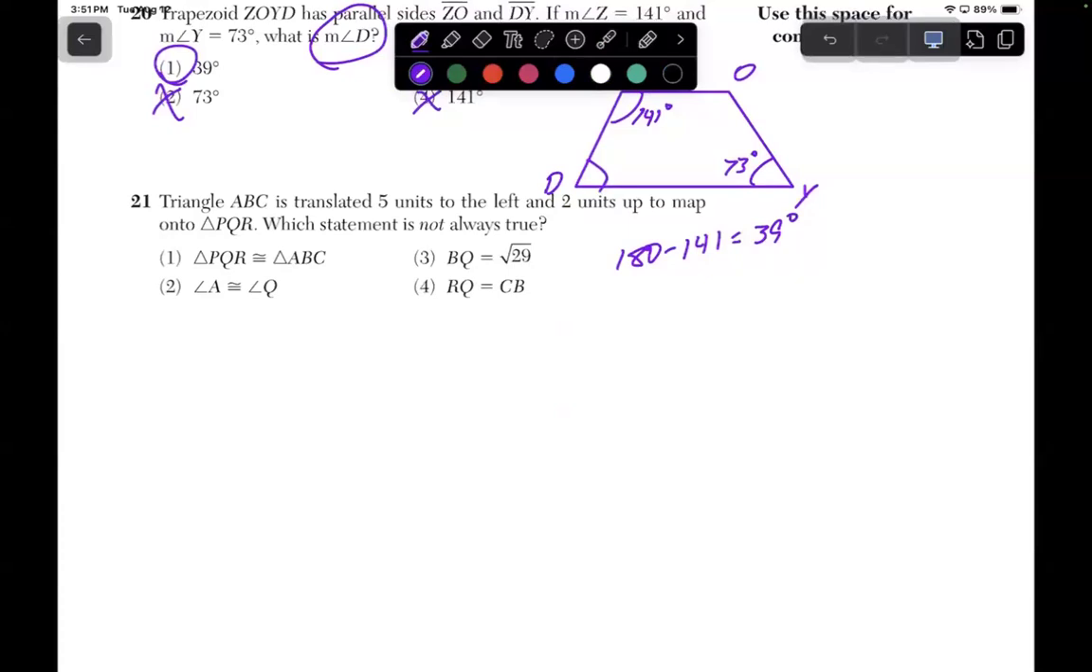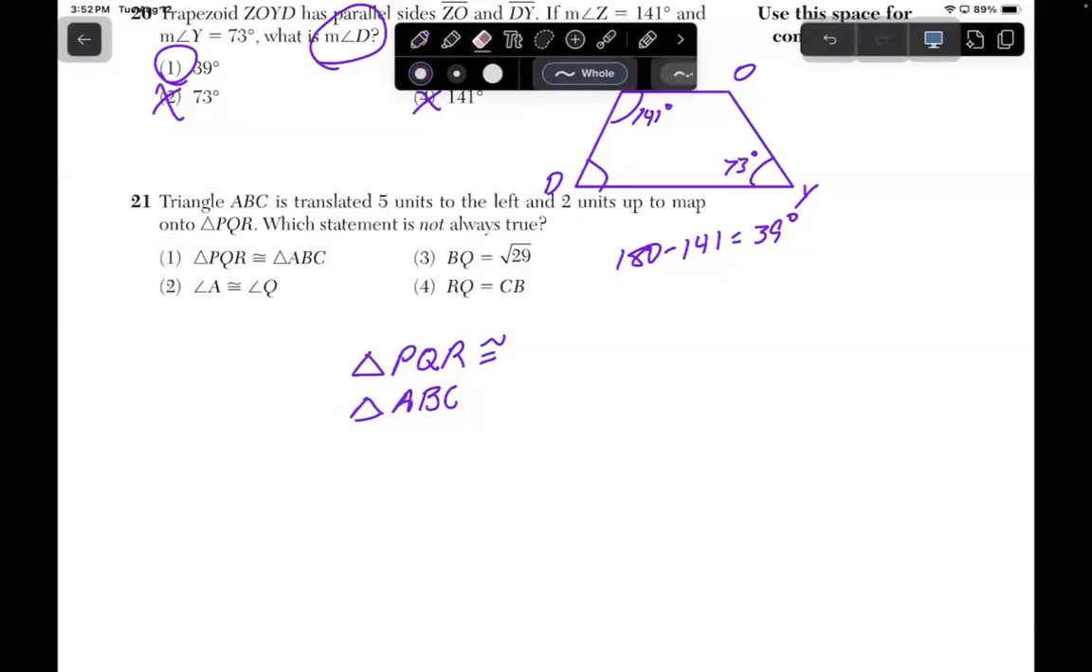Okay. Last one. Triangle ABC is translated 5 units to the left and 2 units up to map onto PQR. Which statement is not always true? Well, they're definitely congruent. So triangle PQR is congruent to triangle, remember, stack your letters, ABC. This gives everything that lines up. Is A going to be congruent to angle Q? No. Oh, that's the one we're looking for, right?